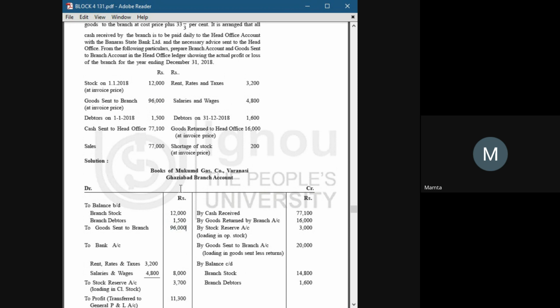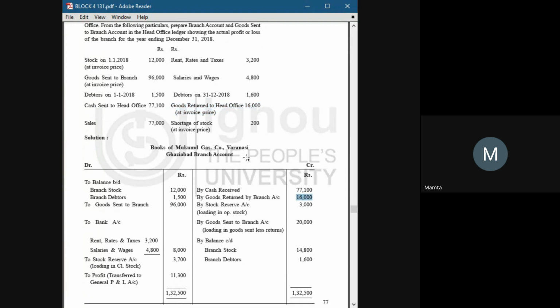Now, all the receipts we have made during the year: we have received cash from the branch, and it is shown here by cash received 77,100. We have received some goods returned to the head office. It will be credited here, 16,000. All right. Stock reserve at the end of the year, 3,000.